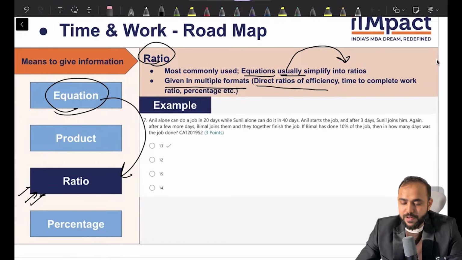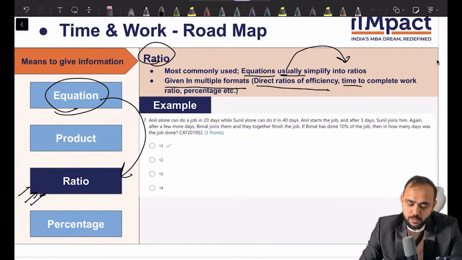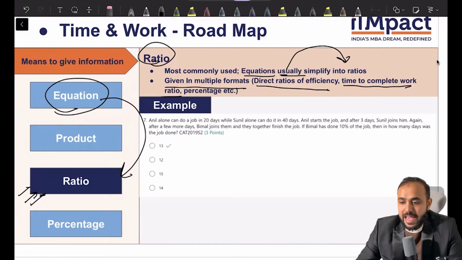So direct ratio of efficiency can be given, time to complete the work can be given to you as a ratio. You take 8 days, I take 10 days, which means our rate of work ratio is going to be what?